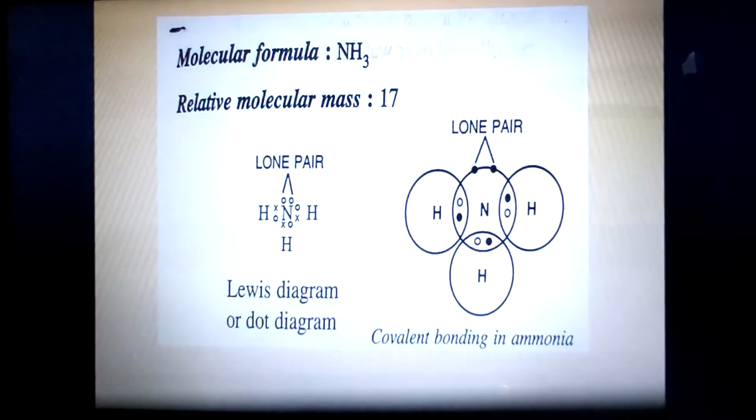The molecular formula of ammonia is NH3, relative molecular mass 17, and as you can see from the electron dot structure, ammonia has a lone pair. Now this is the lone pair in ammonia that is responsible for its basic nature. So what is the cause of the basic nature of ammonia? It is this lone pair.